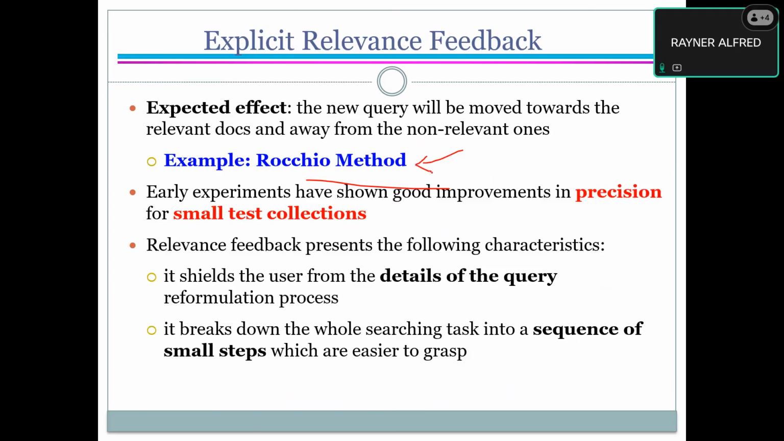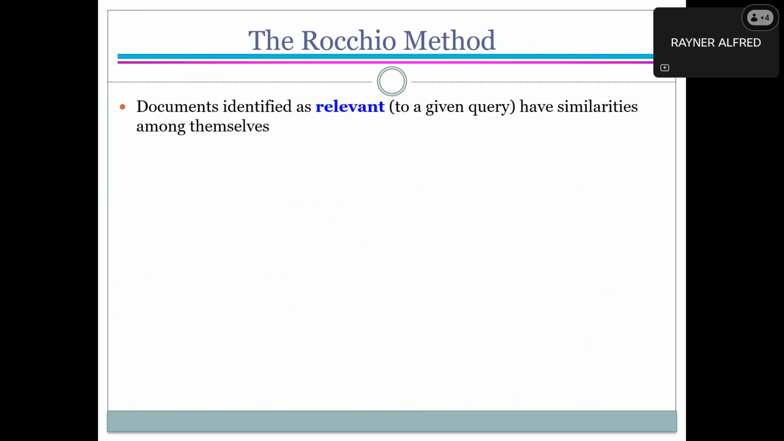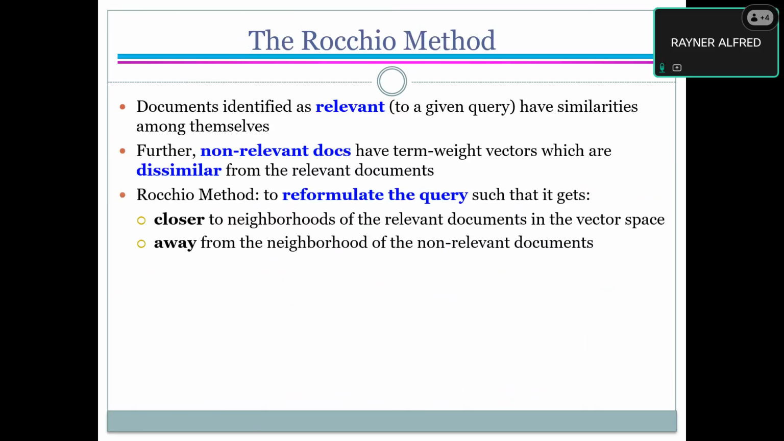So basically, what we need to consider here is we need to know what are the vectors for relevant document and what are the vectors for the non-relevant document. So these two are the two main components. We need to know where this relevant document is, and also we need to know what the non-relevant document is. Because the idea is we want to move closer to the relevant document and away from the non-relevant document.